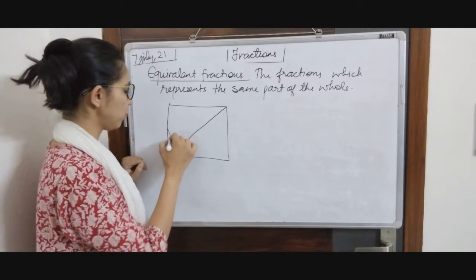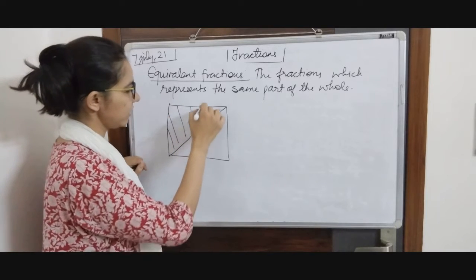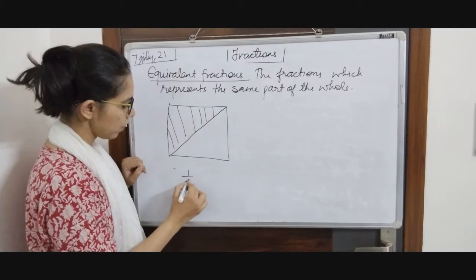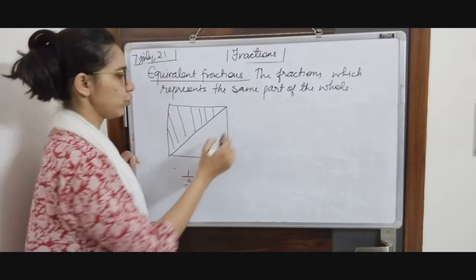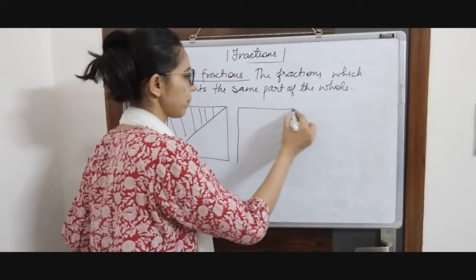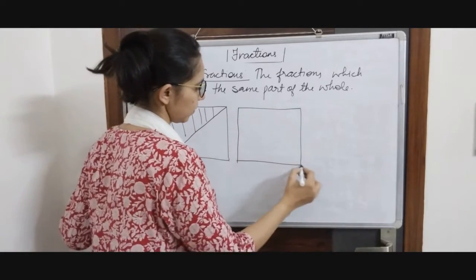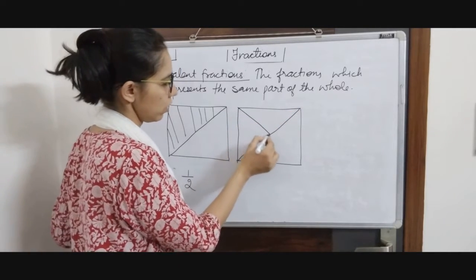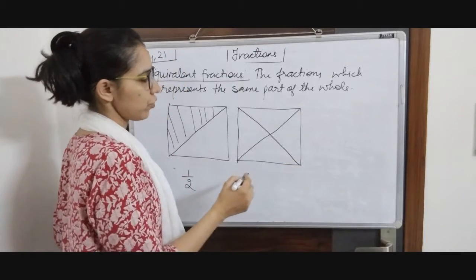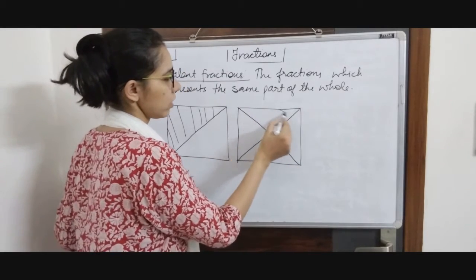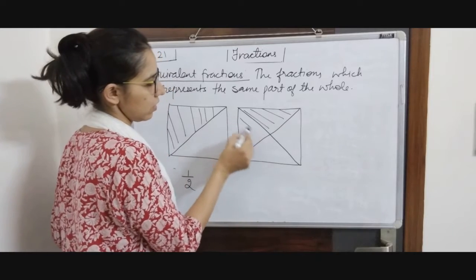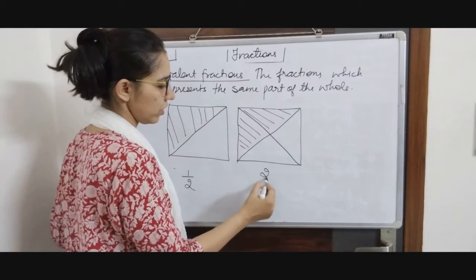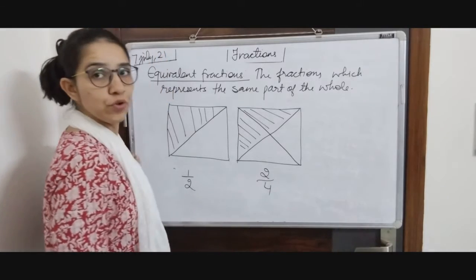If I want to write this fraction, the corresponding fraction is going to be 1 by 2, one part out of 2. Suppose we have another whole and it is divided into 4 parts now. Okay, it is divided into 4 parts and we are shading these 2 parts. So this figure is representing 2 parts out of 4.